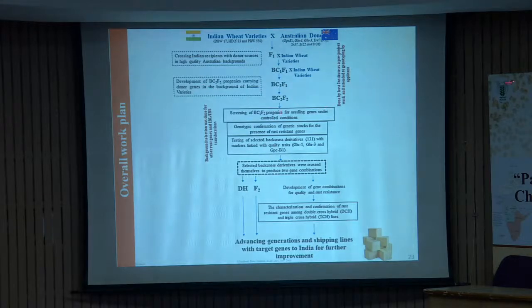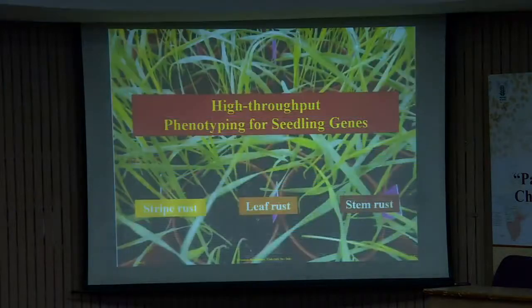Then we screened them phenotypically. And then we did background selection for other genes. Then we ended up developing double haploids, F2, and triple and double crosses, which have triple rust resistance in their blood. So we shipped that material to India. Last year we got it, and we evaluated those materials.